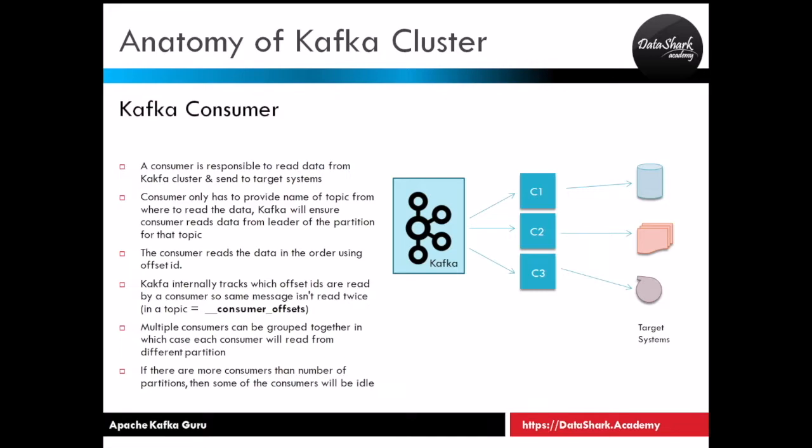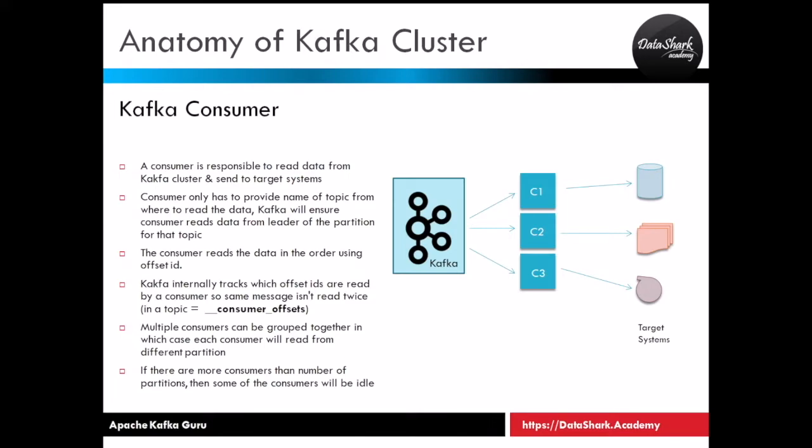A consumer only has to provide the name of the topic from where to read the data. Kafka will ensure that consumer reads the data from leader of the partition for that topic, right? Remember, when we learned about the leader nodes, a leader node is basically the master of a topic partition from where all the communication will happen, right? So Kafka takes care of connecting a consumer to the leader of that partition.